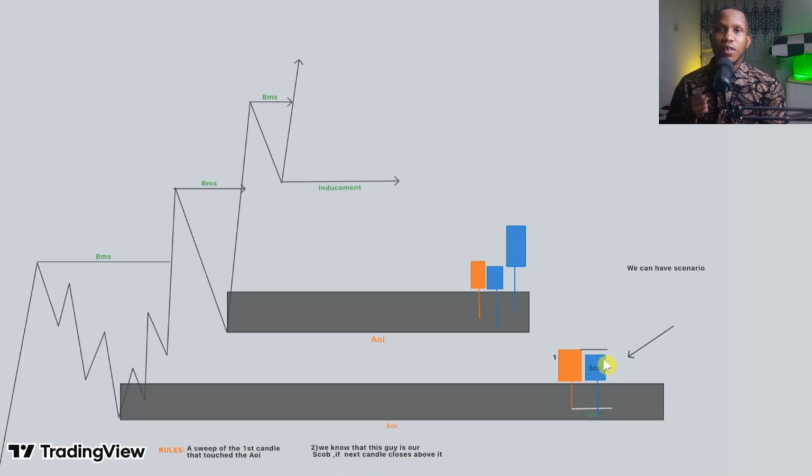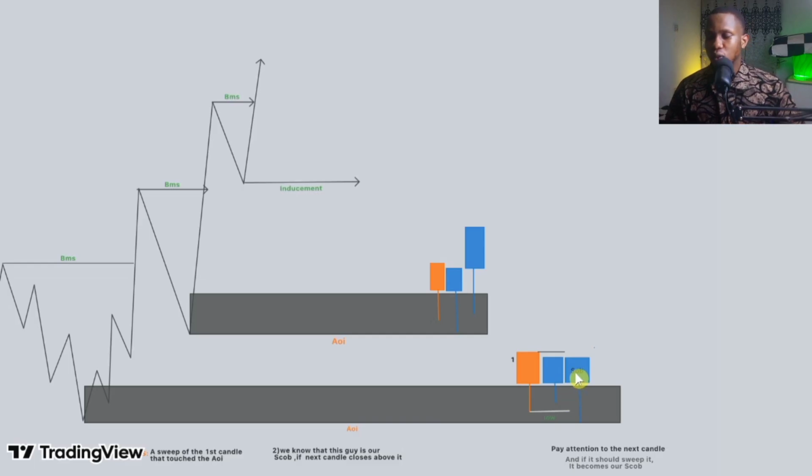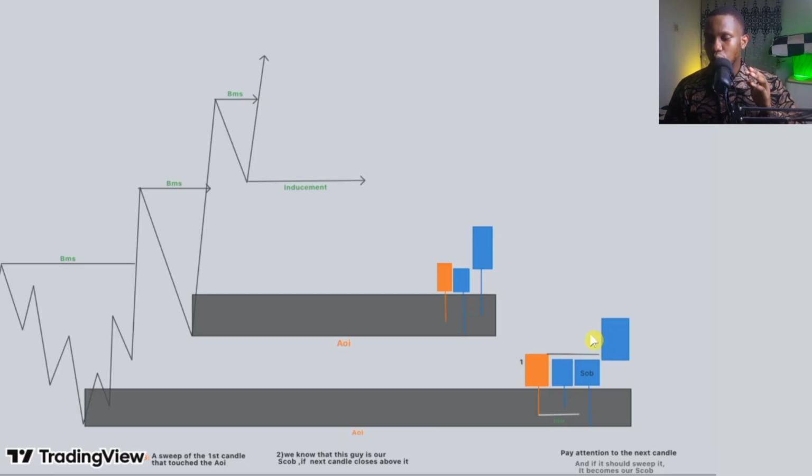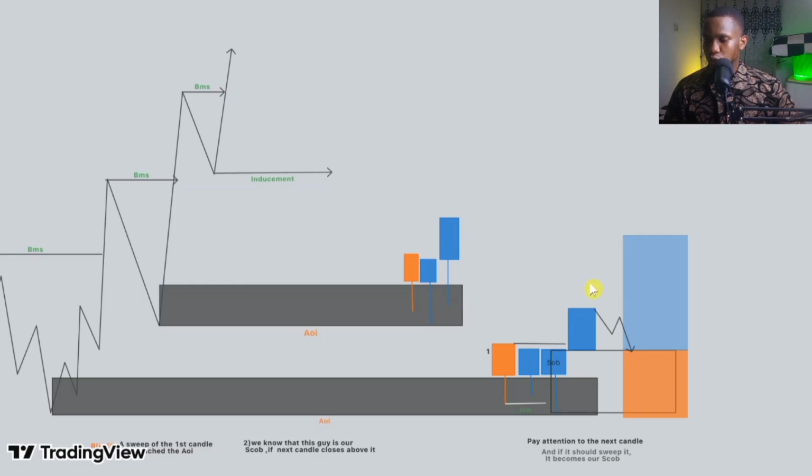We can have a scenario like this. This second candle couldn't sweep the level. Pay attention to the third candle. If it sweeps it, which it did, it will be our single candle order block. We know this is our single candle order block if the next candle closes above its high. So we'll mark it out something like this, and we want price action to retrace back here. We can make our entry, with our stop loss below here.